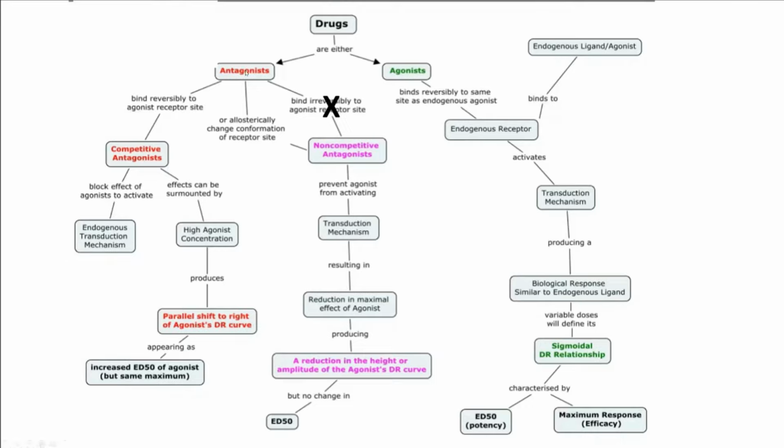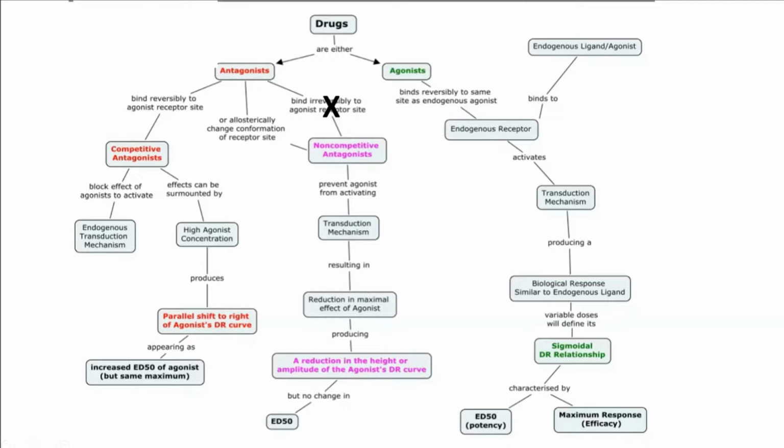Those are competitive antagonists. There are also allosteric antagonists. Allosteric meaning we're talking about binding to a different or a non-active site of the enzyme or receptor. When this happens, this may cause a conformational change in that receptor, leading to a decreased response and a decreased binding capacity of the endogenous ligand. We call this non-competitive antagonism, and it prevents the agonist from activating because it changes the shape of the active site.